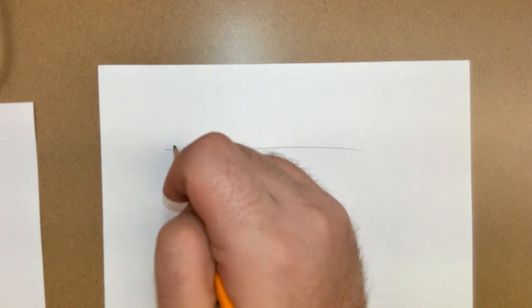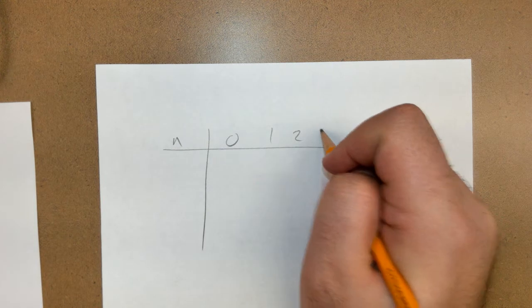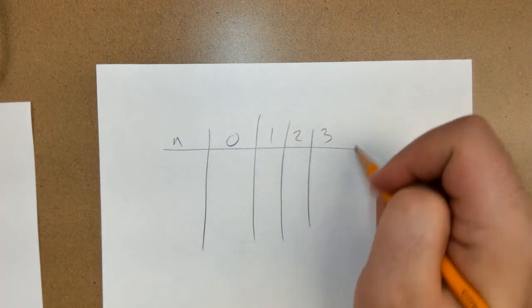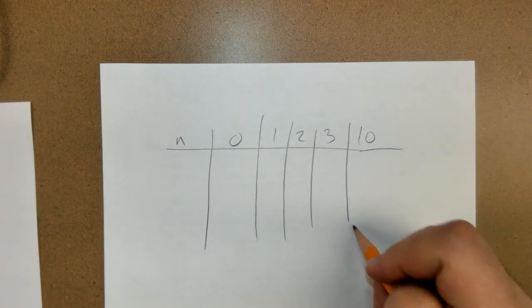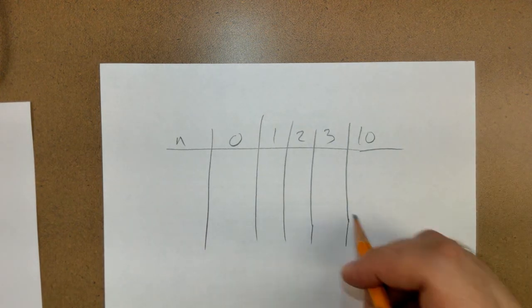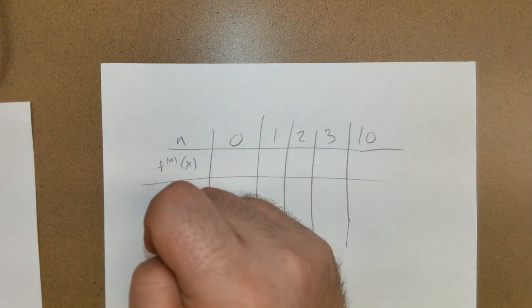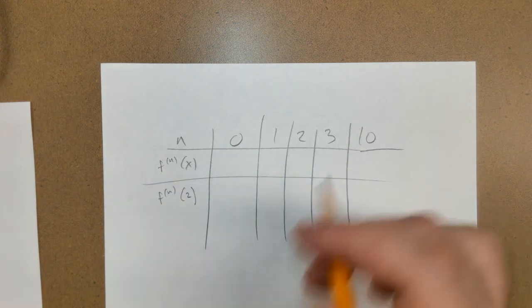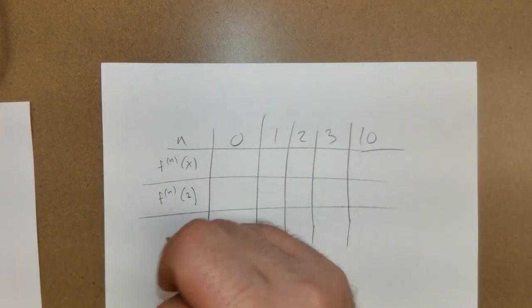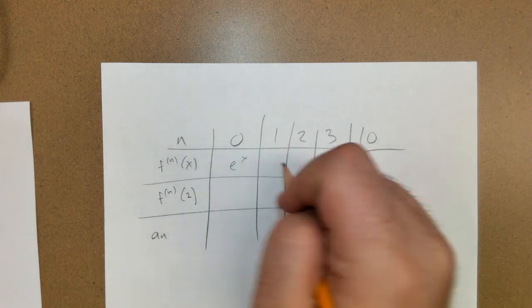So we want to do that chart method from before. So we have n up top, and we'll do 0, 1, 2, 3, and then we'll go ahead and jump to 10 at that point because e to the x is pretty boring. And then we wanted to get the nth derivative at x. The next line was to plug in 0, but not anymore. We're centered at 2, so we want to plug in 2. We still want to divide by n factorial. So it's still e to the x a bunch of times.